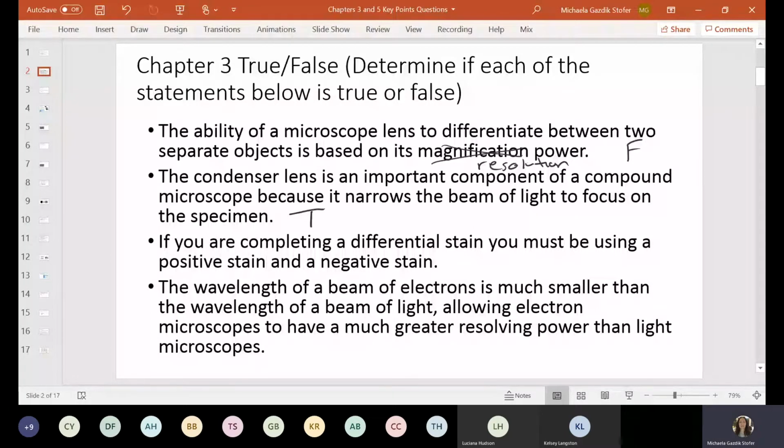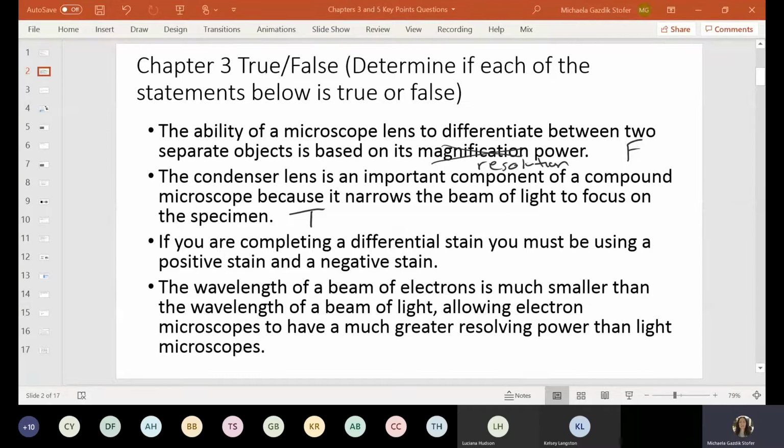Good, I'm seeing some trues show up on the list there. That's a true statement. Compound microscopes technically have three lenses. They've got the eyepiece, or the ocular lens. They've got the objective, which is the lens that you can change. And then they've got the condenser lens, which isn't actually involved with magnification, but is instead involved with getting that light focused on your specimen so you can get the best resolution you can out of the microscope.